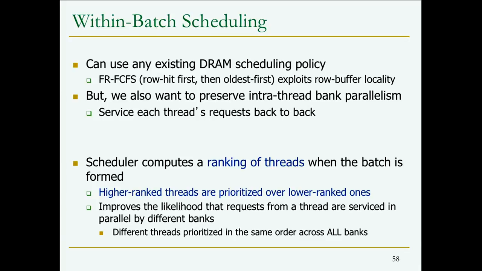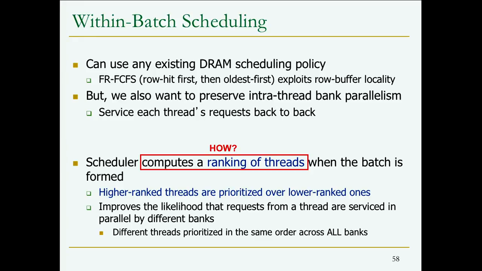The idea is to form a ranking of threads when the batch is formed. You basically rank the threads, and higher-ranked threads are prioritized over lower-ranked ones. If you do this, you improve the likelihood that requests from a thread within a batch are serviced in parallel by different banks, because different threads are prioritized in the same order across all banks. Because you have this ranking, and in all banks you obey that ranking. Thread 0 is higher ranked than thread 1, which is higher ranked than thread 2. If thread 0 has a request to any of the banks, that gets prioritized over thread 1's requests, and that gets prioritized over thread 2's requests. So that's a very rigid ranking scheme.